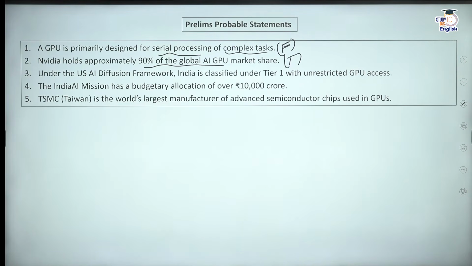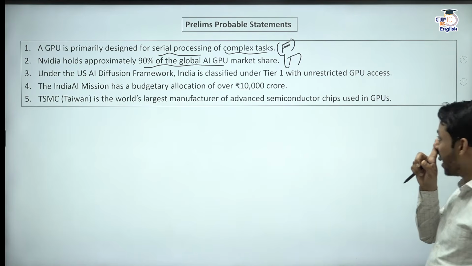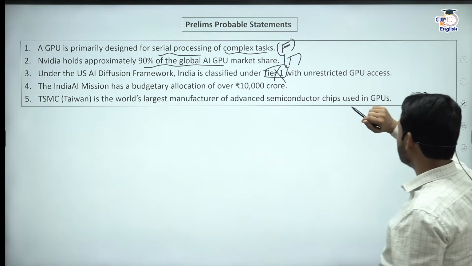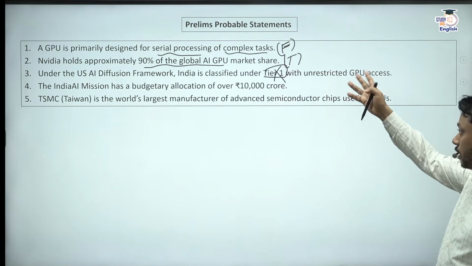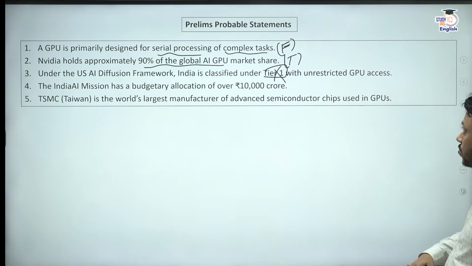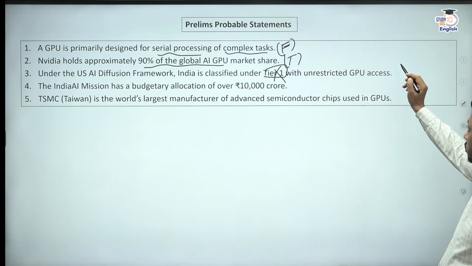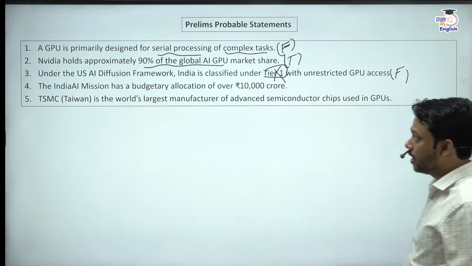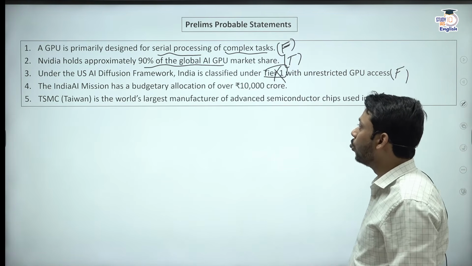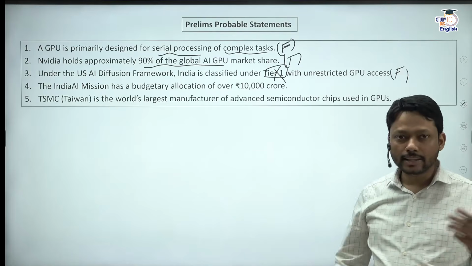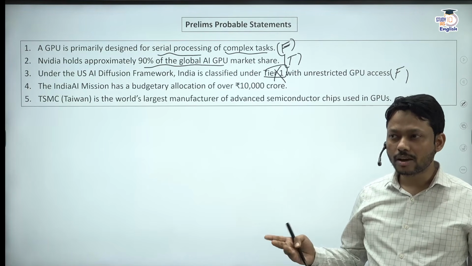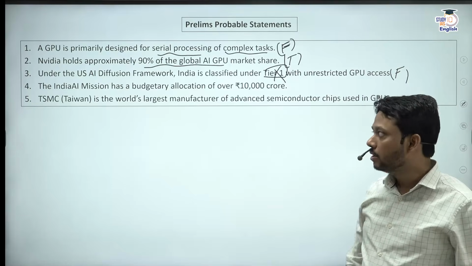Under the US AI diffusion framework, India is classified under tier 1, which is wrong. India is under tier 2. Their Western buddies are in tier 1. So this is false. The India AI Mission has a budgetary allocation of over 10,000 crore. Yeah, that's a little over 10,000 crore, 10,372 crore maybe. That is right.